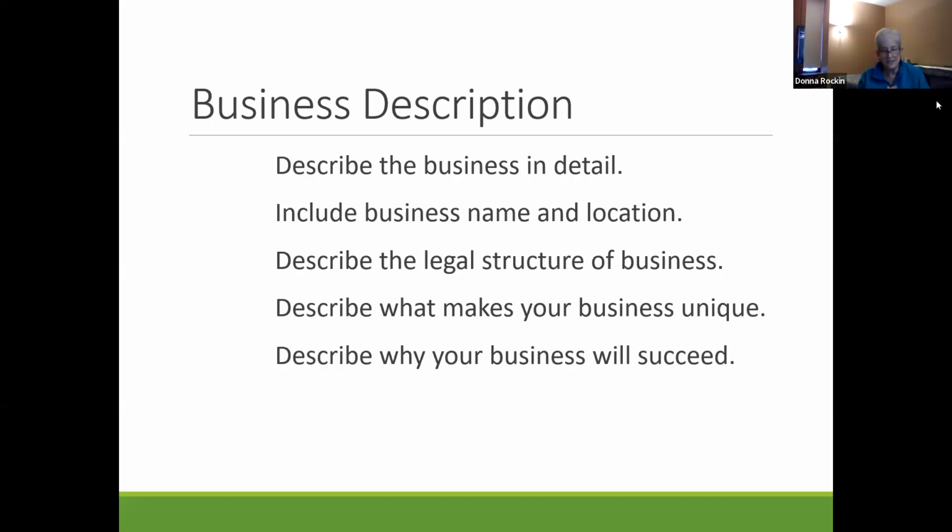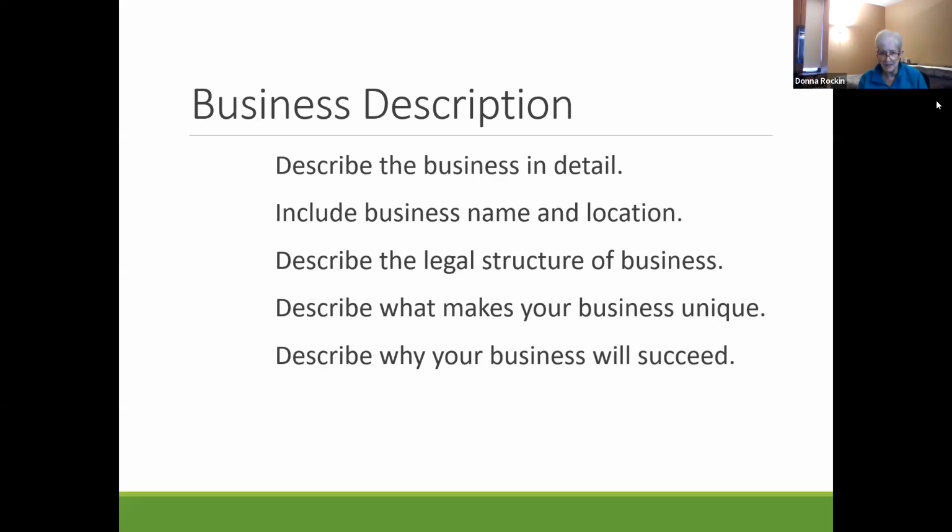And the next thing you describe is the business in detail. You describe the business name and location. We'll talk more about location later. Sometimes the location doesn't matter. If you always go to the customer, then it can be in the den or the basement of your house. But the business name, the legal structure, we'll talk more about that later too.